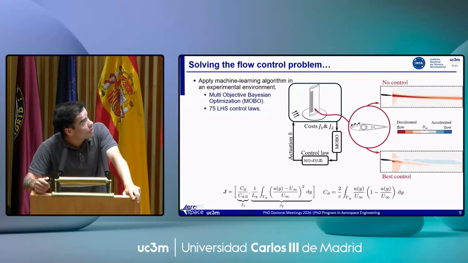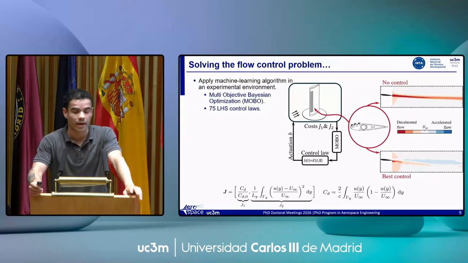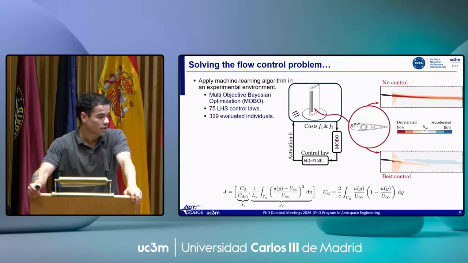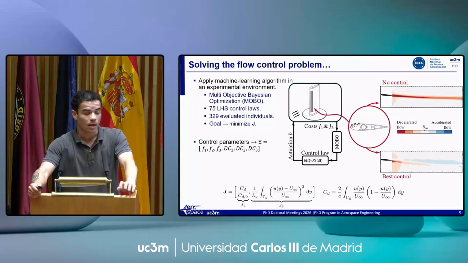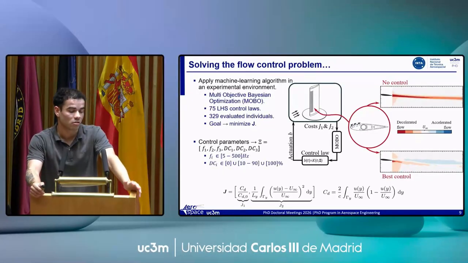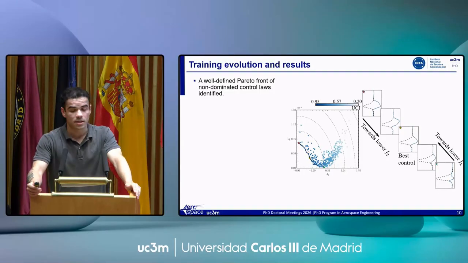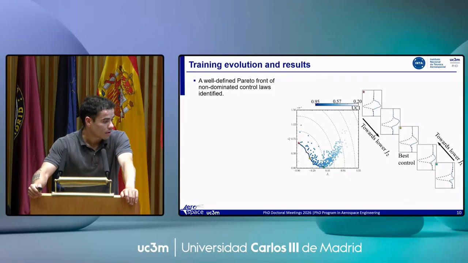In this campaign, we are going to launch 75 Latin hypercube sampling control laws to explore the domain, and then we are going to evaluate 329 individuals in order to minimize the global J, which combines J1 and J2. The control parameters are, for each valve, the frequency and the duty cycle, for a total of 6 control parameters, where the frequency goes from 5 to 500 Hz, and the duty cycle covers almost the entire range of the actuation.